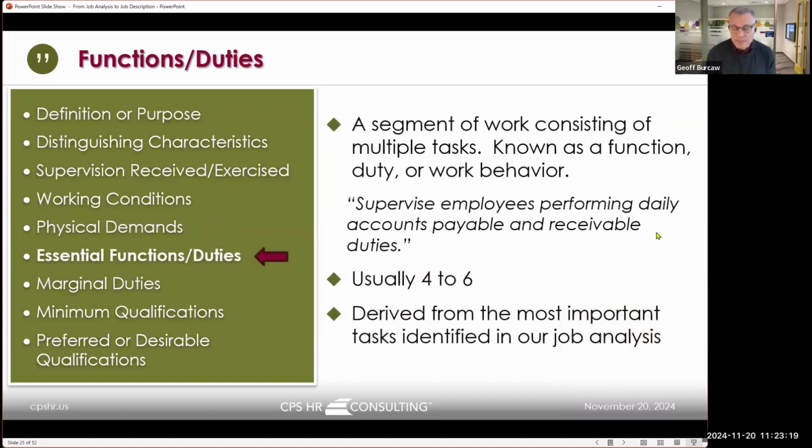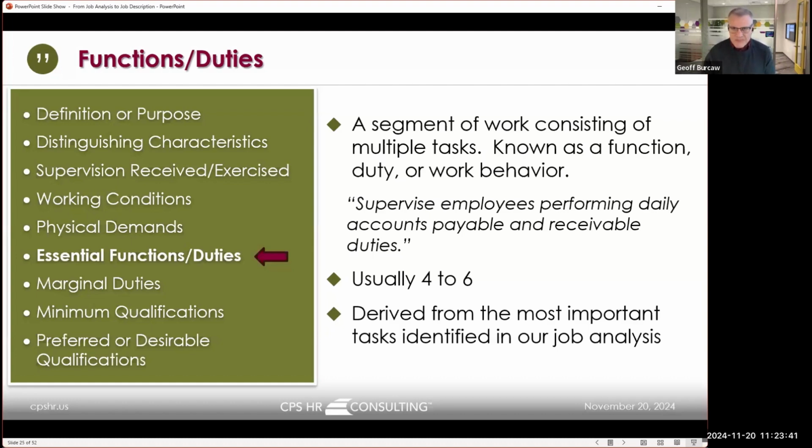So now, this is what I wanted to spend most of the time on. I want to talk about functions and duties and what's essential and what's marginal, and then talk about the qualifications. Let's talk about functions and duties in general. Now, as I said before, I use the terms functions and duties kind of synonymously.